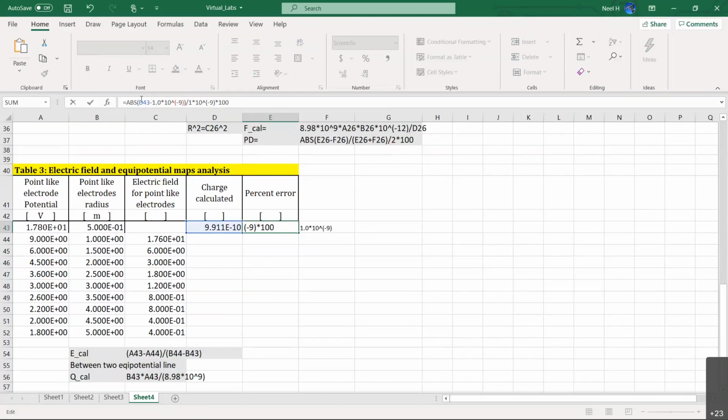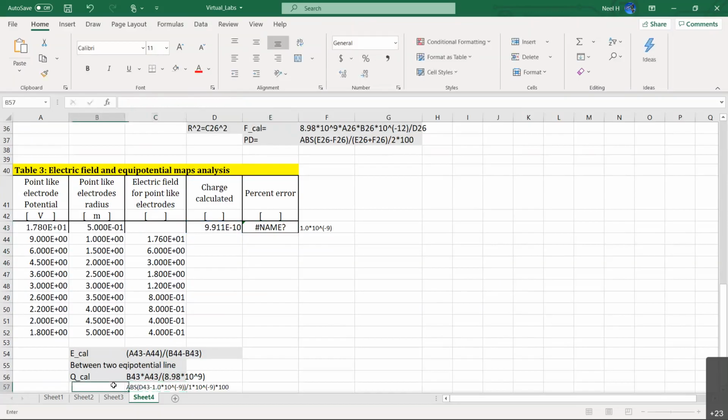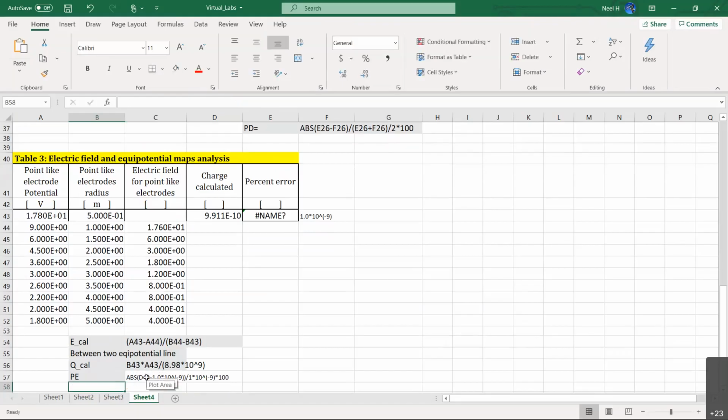Okay, now let me copy this function and then place it here. That is a function for percentage error. Okay, good. Everyone okay? Any questions so far?